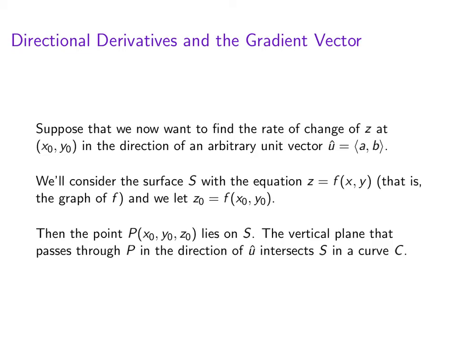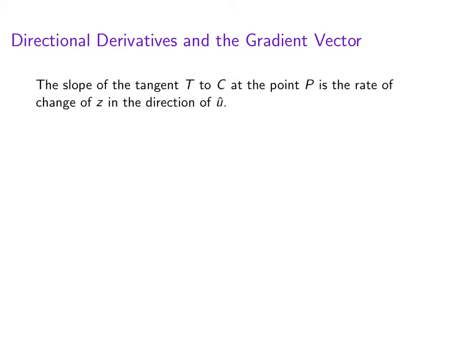Now we've done this before with the partial derivatives, except that the plane that we used to intersect was parallel to the coordinate axes. This time it's not parallel to the coordinate axes, it's going to be parallel to some unit vector u. The slope of the tangent line T to the curve at the point P is going to be the rate of change of our function in the direction of u.